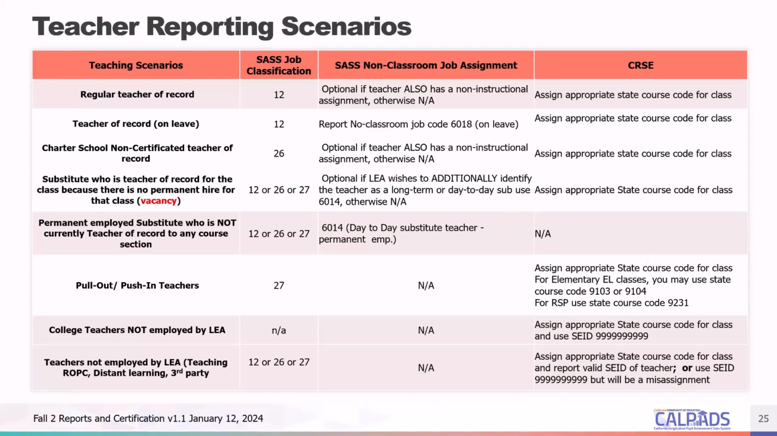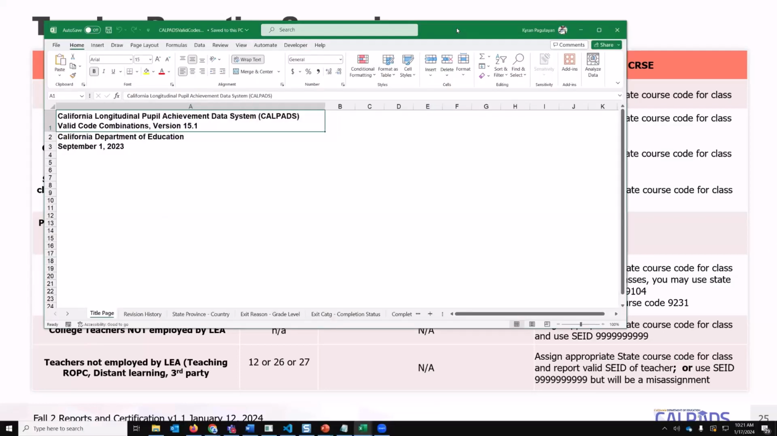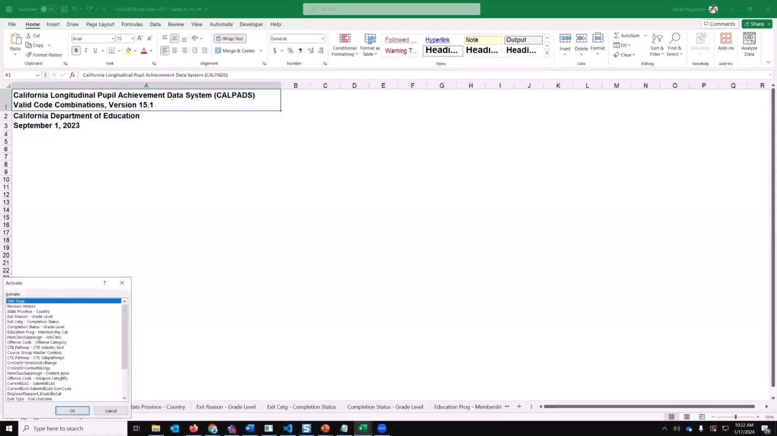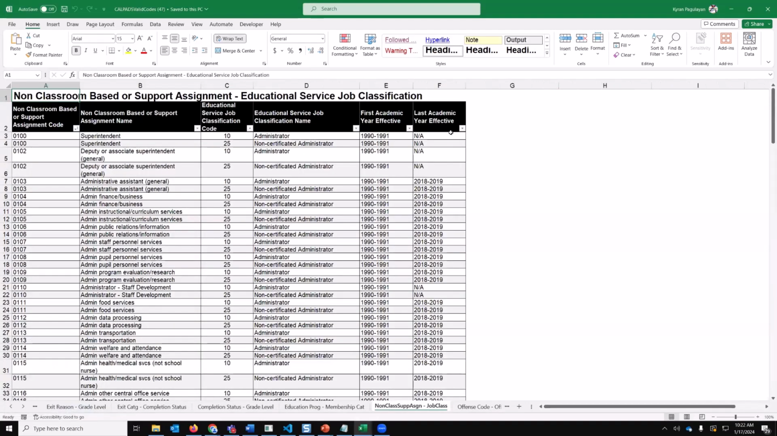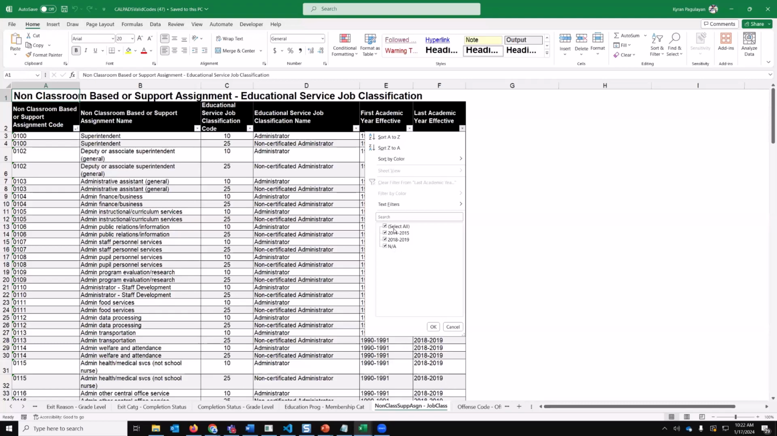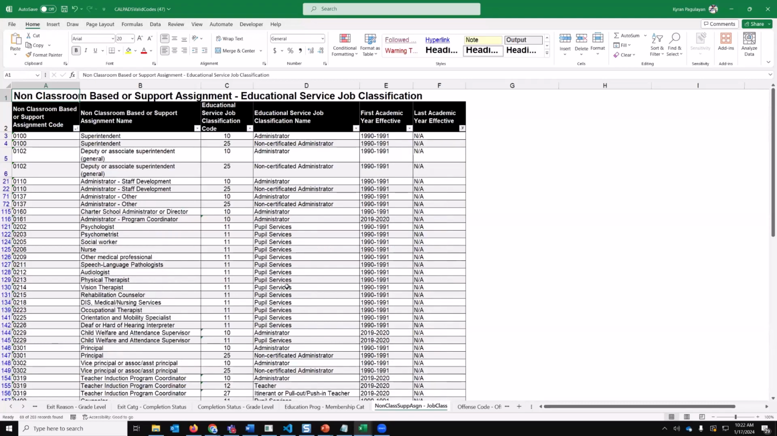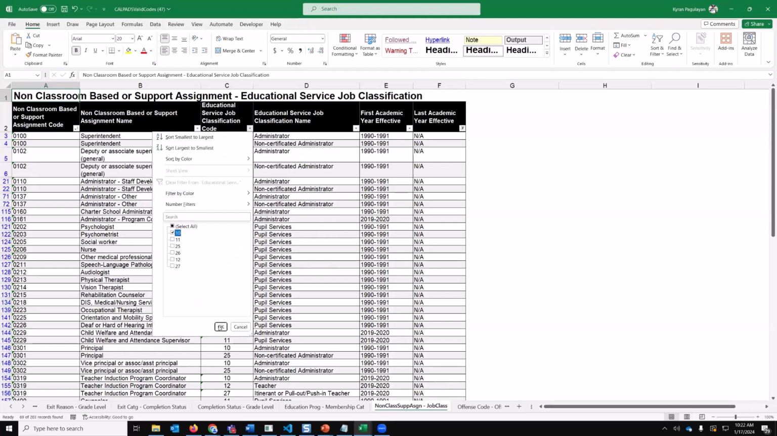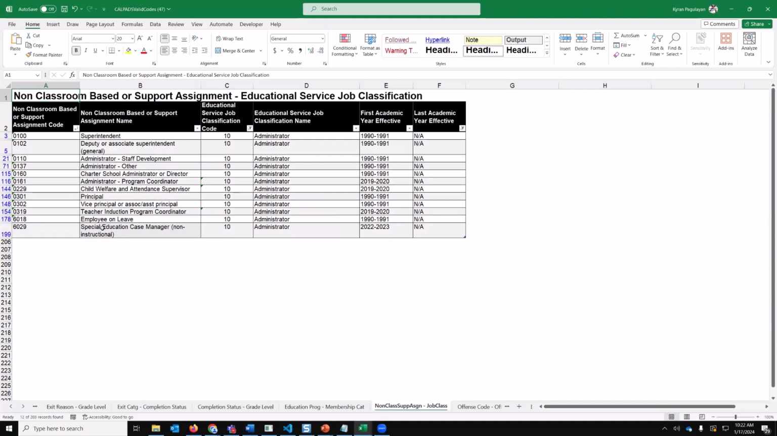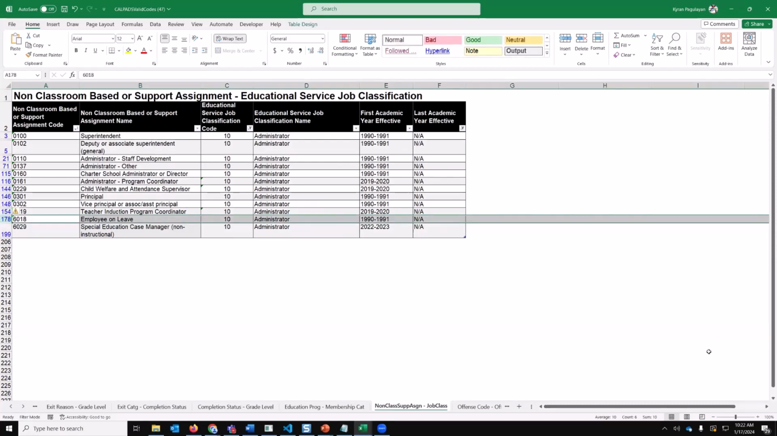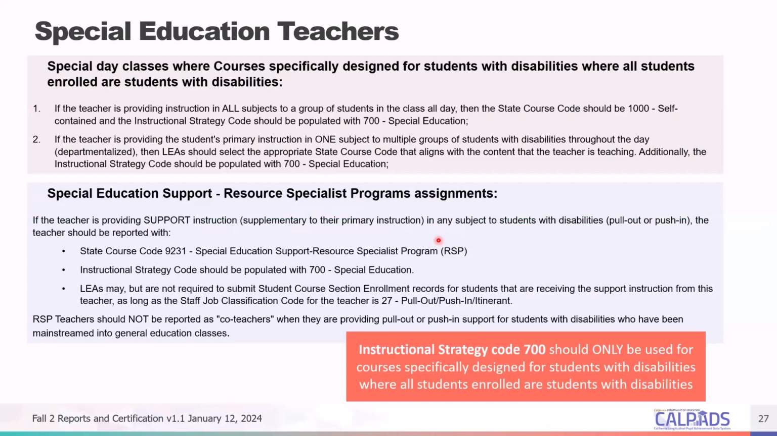So to answer that question, we could go to the CALPADS valid code combinations document. We go to the non-classroom assignment code, job class. We filter for the specific valid codes this year. And then if it's an admin, we only filter for the 10. And as you can see, you can report a 6018 employee on leave for an admin as well. All right, so moving on.